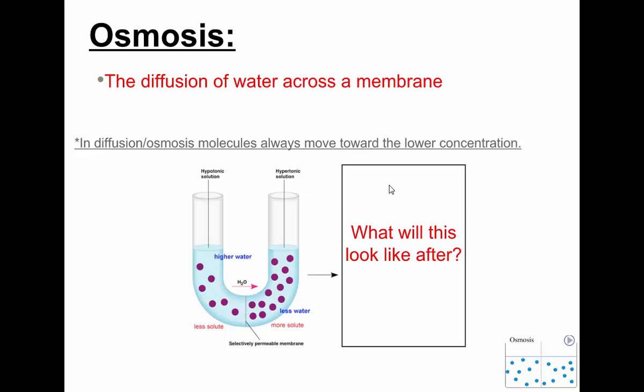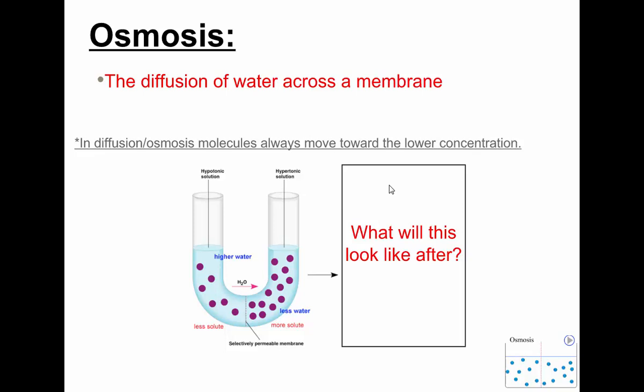But what if they can't? What if this membrane is not permeable to sugar molecules? Well, then they're stuck there. They can't move over here, just like when the door is closed. Students can't move over there. Okay, what about the water?